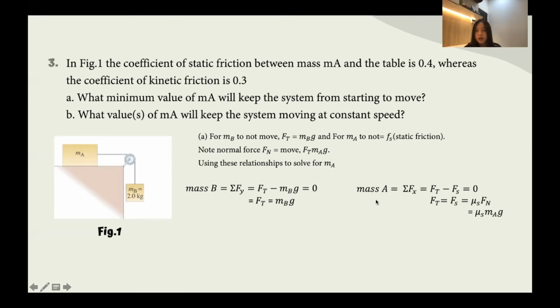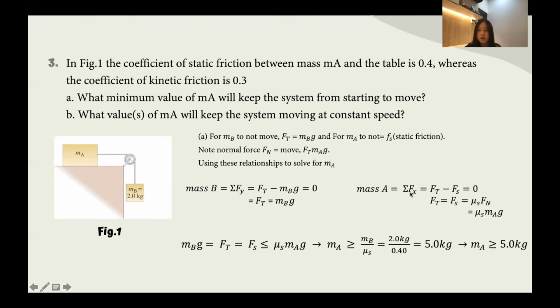Next, the net force on mass A: the tension force equals the static force. The static force can be simplified as coefficient of static friction times normal force. After that, the normal force can be substituted as mass times gravity. We can say that the tension force is equal to coefficient of static friction times mass A times gravity.